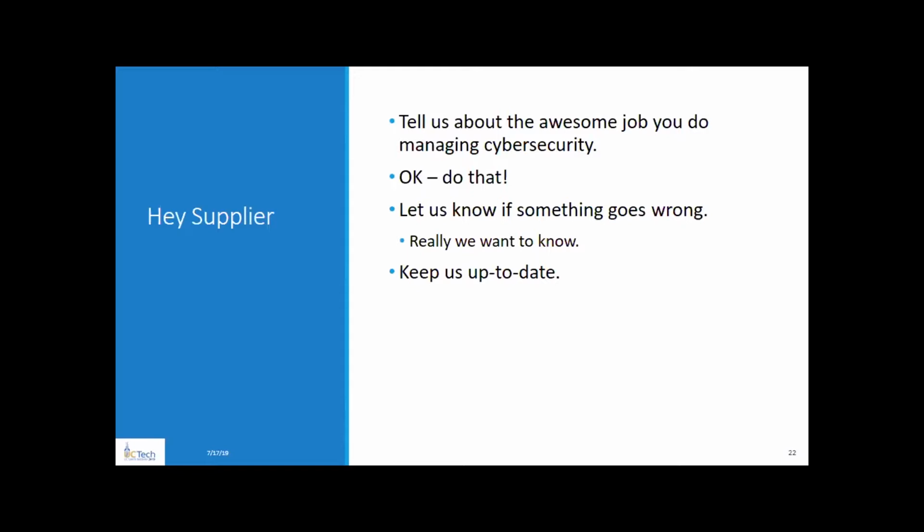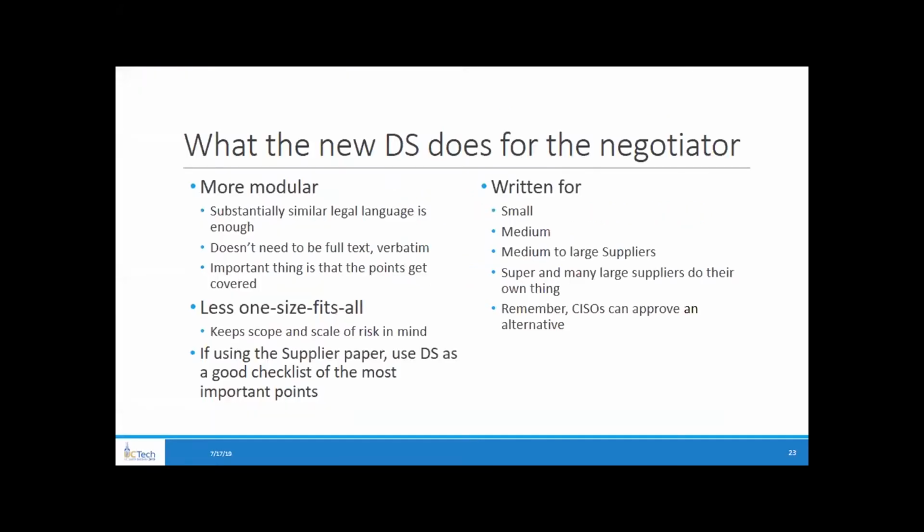And the key thing here is that it doesn't have to be necessarily our exact comma for comma Appendix DS language. If things are covered in the contract, that it's substantially similar legal language, that's okay. It doesn't have to be perfect. It doesn't have to be exactly what we say, so long as a lot of these points are covered. And that's really a large part of the reason that we did this revision of Appendix DS, to make it a little bit more modular, a little bit less one size fits all.